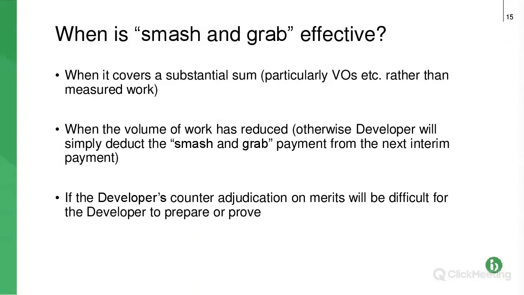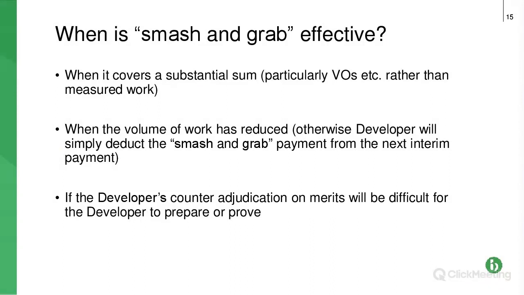So when is smash and grab effective? Bear in mind, of course, don't forget what we're talking about here is adjudicating because the contractor or subcontractor's payment application or default payment application prevails because the paying party either hasn't submitted or has submitted a defective payment notice or pay less notice. So it's effective when it covers a substantial amount of money.